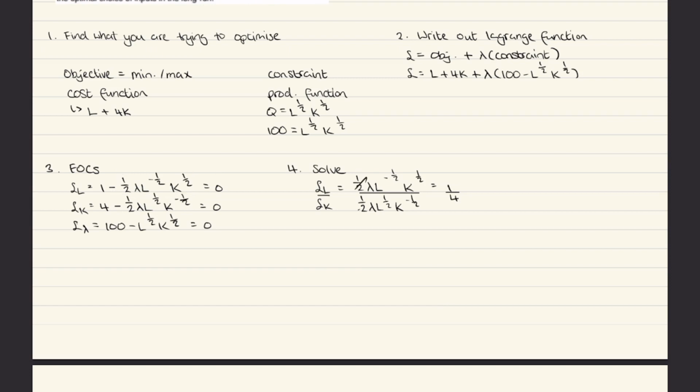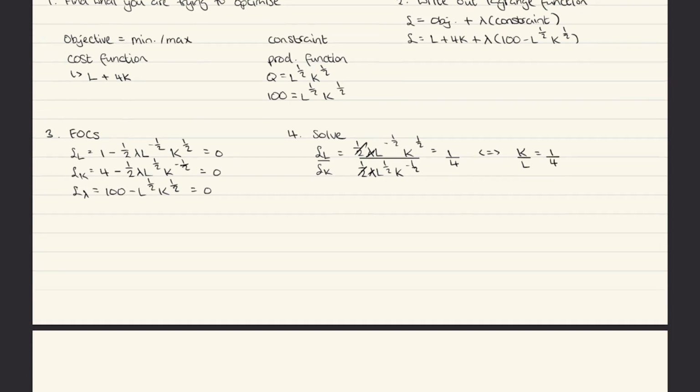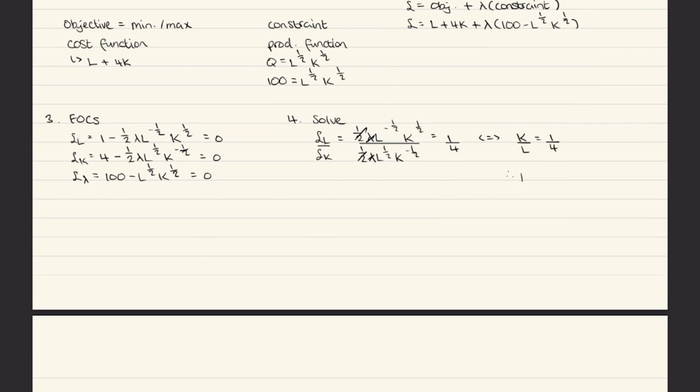And you can see here the halves cancel, the lambdas cancel, and then using the power rules, you can get L to the power of minus a half minus 1 over 2 is minus 1, and then K to the half minus 1 over 2, which becomes a half plus a half, is K to the power of 1. So you simply can put it as K over L equals 1 over 4. And what we get there is 4K is equal to L.